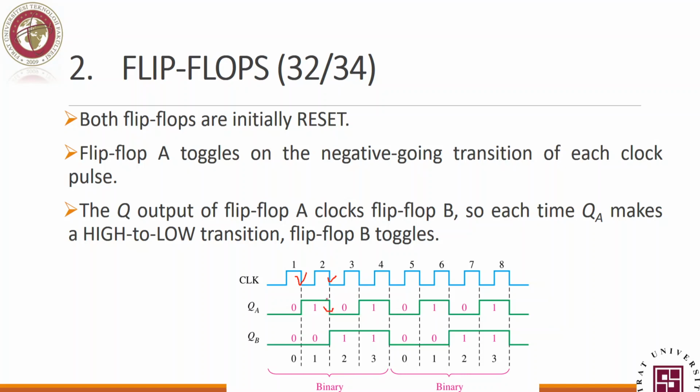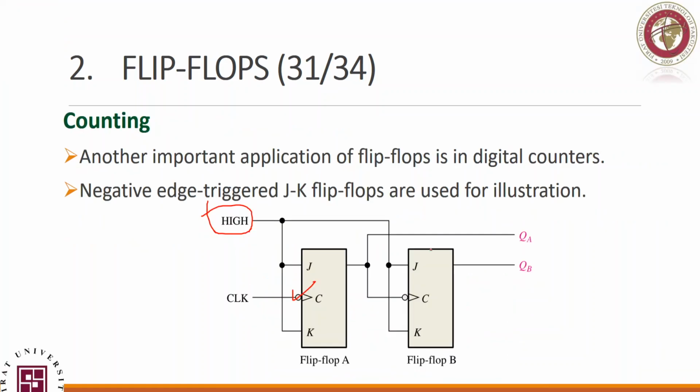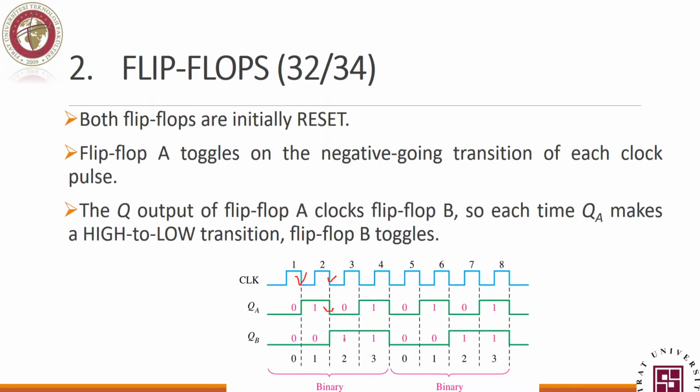Reset. This is a falling edge, which is an input to the next stage. It will trigger this flip-flop, which is also in the toggle mode. We will create a change in the state of QB. QB is initially 0, so it will change from reset to set. The same process will be repeated. QA: 0, 1, 0, 1. QB: 0, 0, 1, 1, 0, 0, 1, 1.